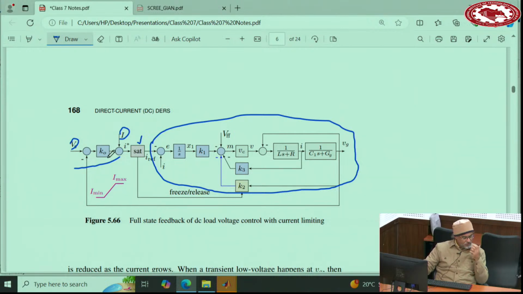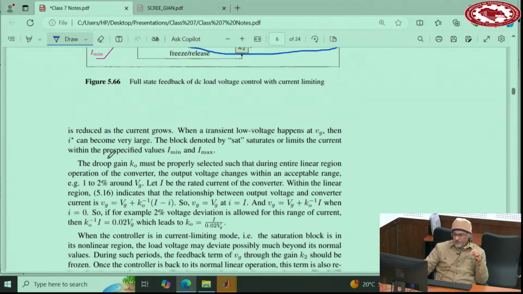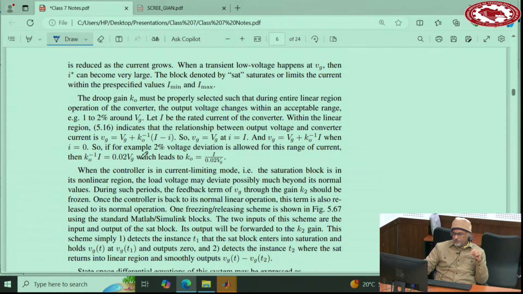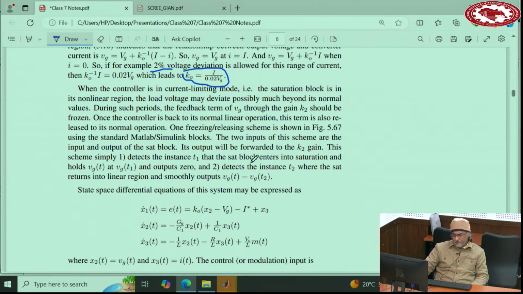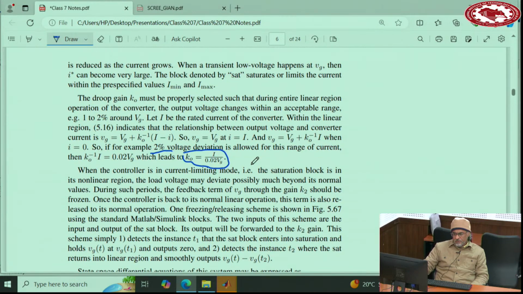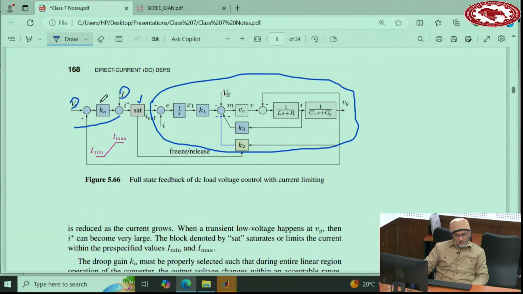So the design of K0 comes from how much you want your voltage to change, right? So it is basically coming from this equation. If you want, for instance, 2%, it will be I divided by 0.02 Vg. 5%, 0.05 Vg, things like that. So now this is designed based on that level of voltage. Now this is known. Let's write down the equations of this entire system.